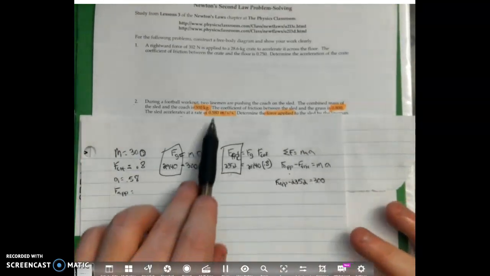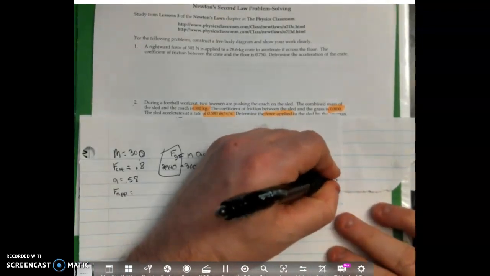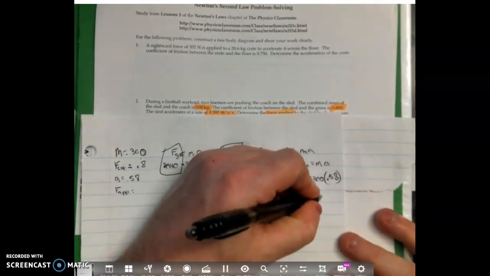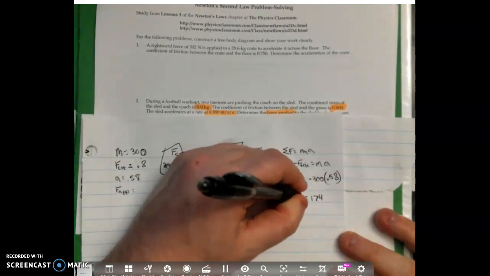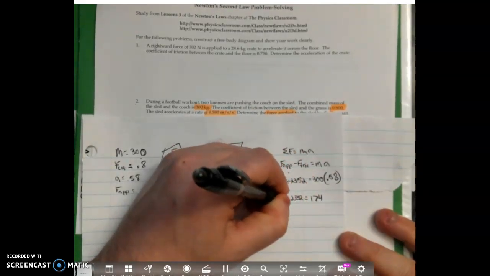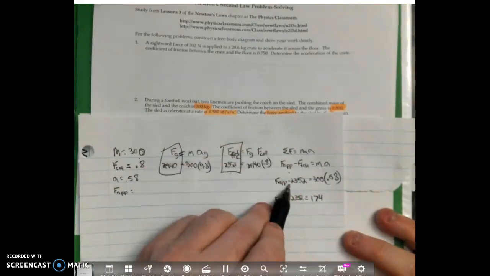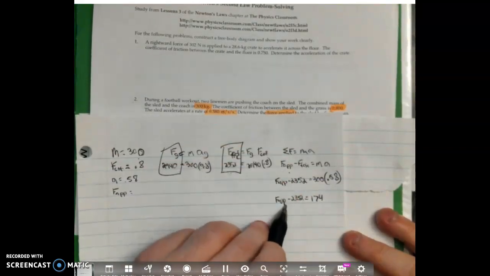In this case, they told us the acceleration was 0.58. 0.58. Put it in parentheses, right? So let's go ahead and combine this side. So 300 times 0.58 equals 174. So now we have 174 equals force applied minus 2352. Do not forget about this minus. This throws everybody off. They always forget the minus, right?